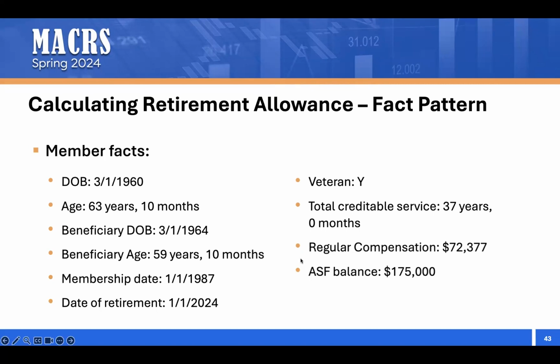So this member is 63 years old and 10 months. The beneficiary is 59 years old and 10 months. The beneficiary is used for option C purposes only. The person became a member on January 1st, 1987, so prior to the 1988 date. The person was continuously a member in service until the date of retirement, January 1st, 2024. This member is a veteran, with 37 years of service, and the person has an annuity savings fund balance of $175,000.